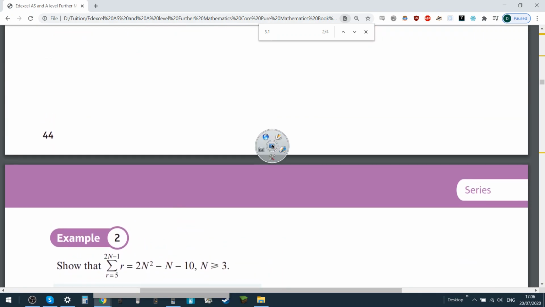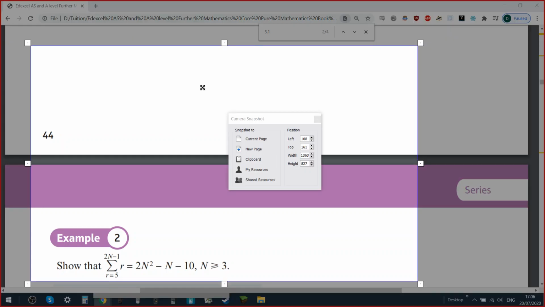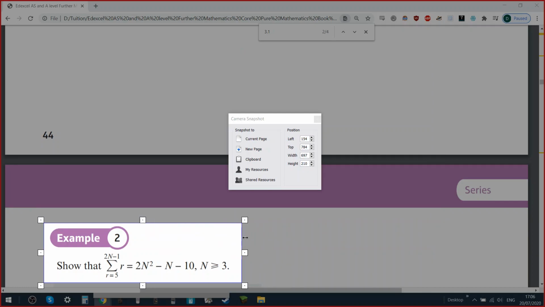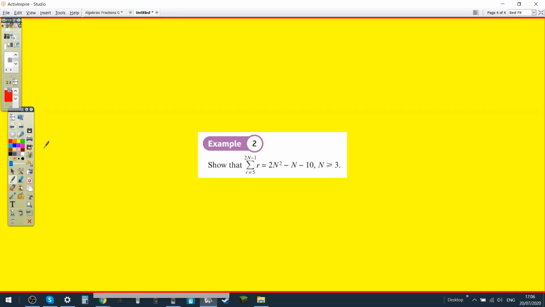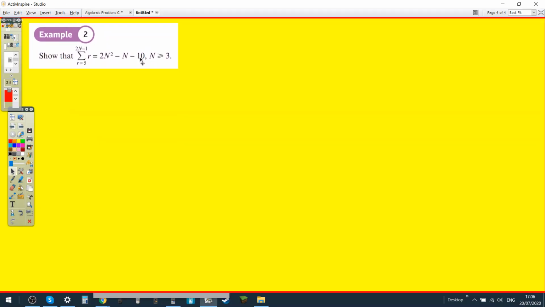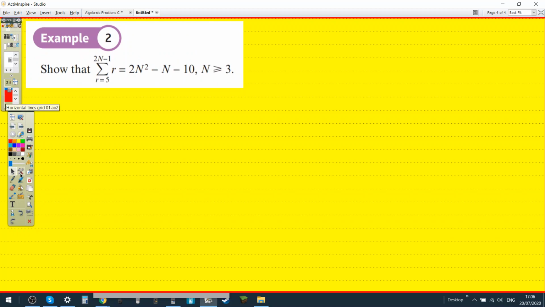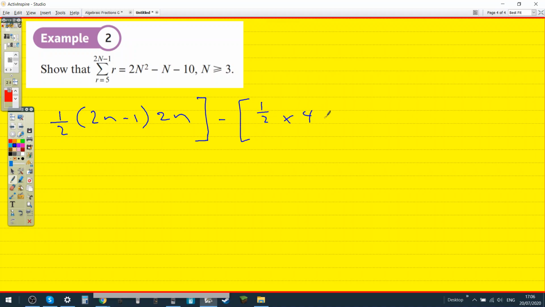Okay, things now get weird. Any idea how we do this one? So you do the sum of like 2n minus 1 minus the sum till 4, and then you solve. Okay. So for 2n minus 1, it would be half times 2n minus 1, and then times 2n. And then the whole thing minus half times 4 times 5, which is 10.